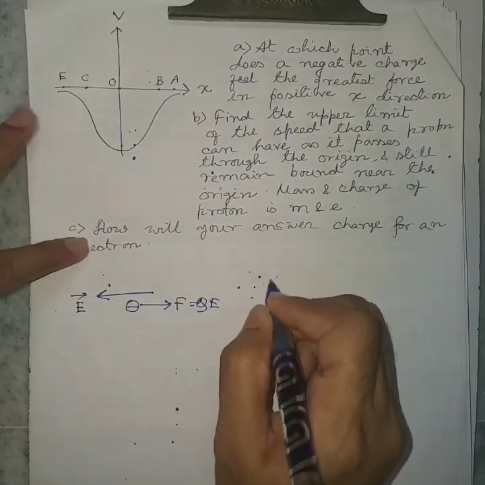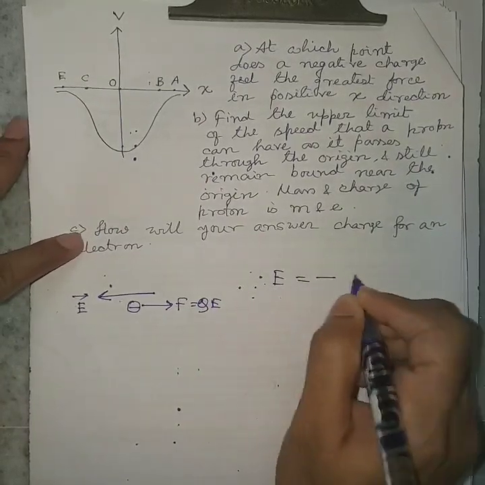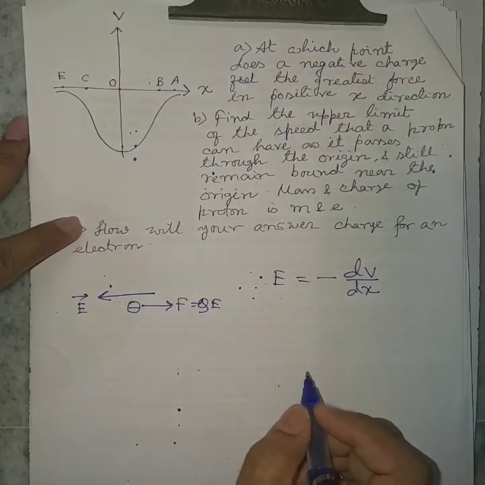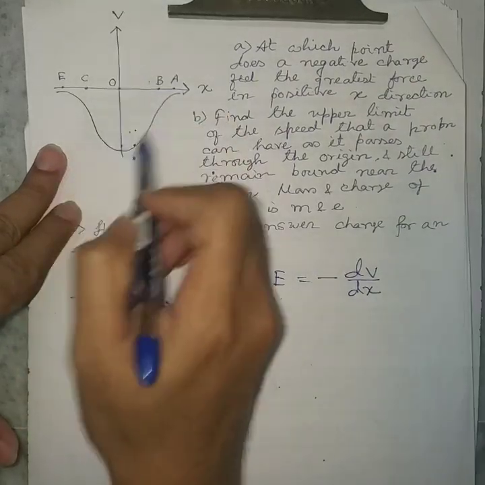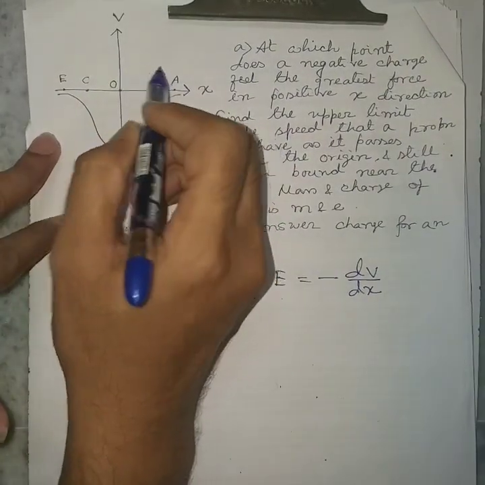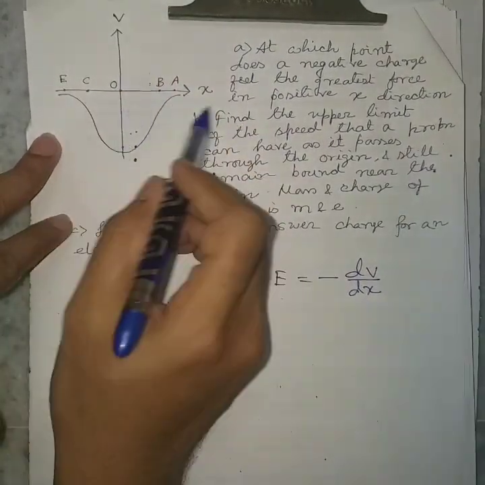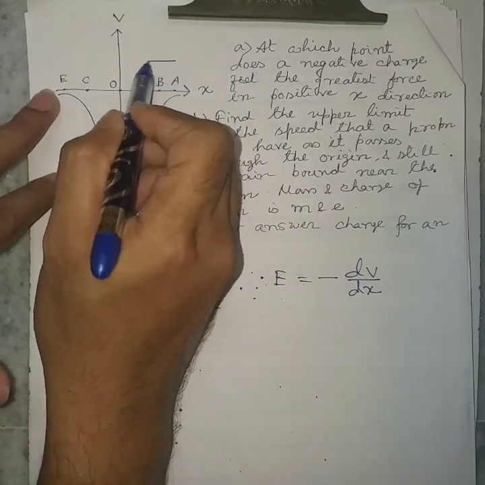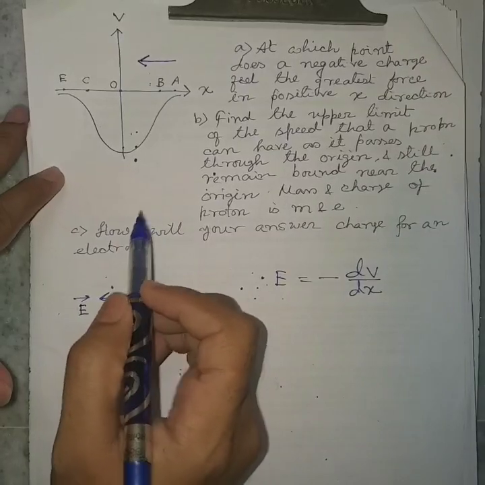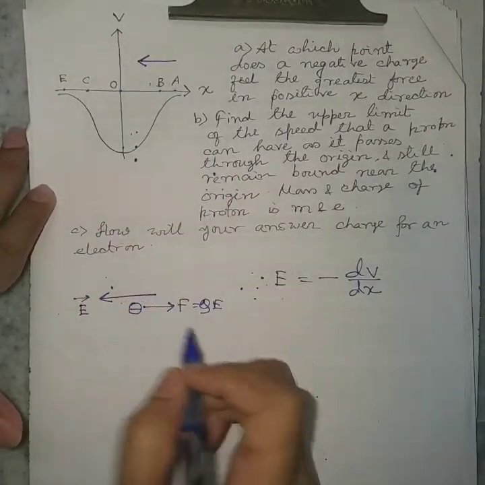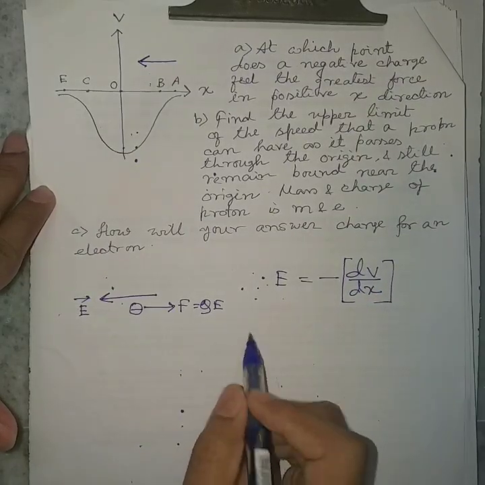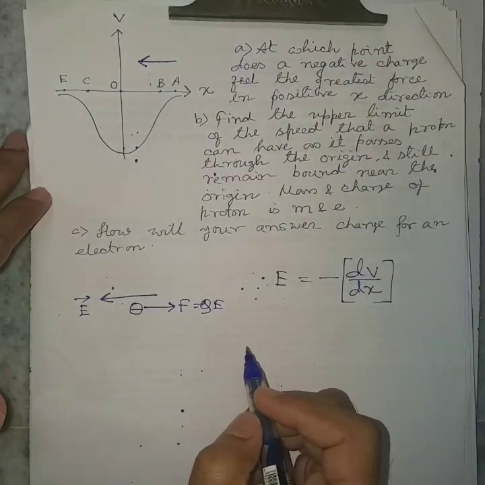We know that E is equal to minus dV/dx, that is, electric field is the negative gradient of potential. Therefore, clearly from this graph we can see that the electric field in this region is along negative x axis. Now where the field is maximum, where the value of dV/dx is maximum, that is, the slope of the graph is maximum.